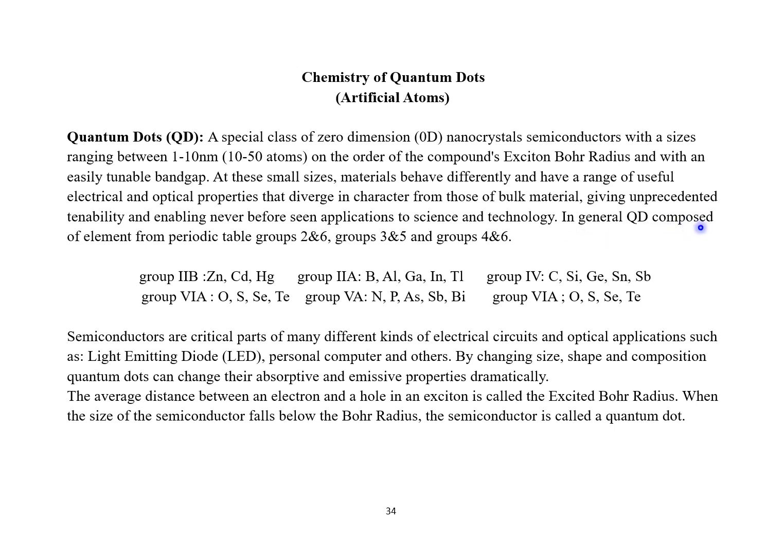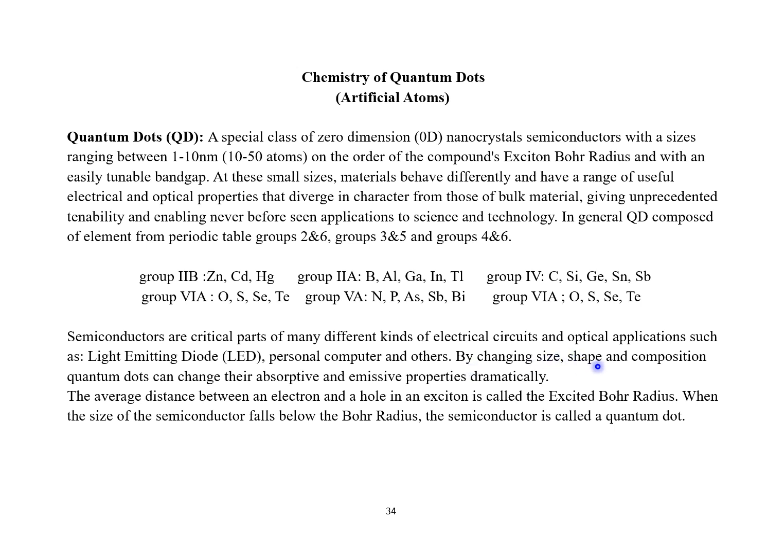In general, QD composed of element from periodic table of groups 2 and 6 or groups 3 and 5 and groups 4 and 6 وهاي examples عليها. In general, semiconductors are a critical part of many different kinds of electrical circuits and optical applications such as light emitting diode, LED, personal computers and others. السيميكوندكتورز هي طبعا أجزاء مهمة بالإلكترونيكس مثل ال LED, personal computers and so on, or different kinds of electrical circuits.